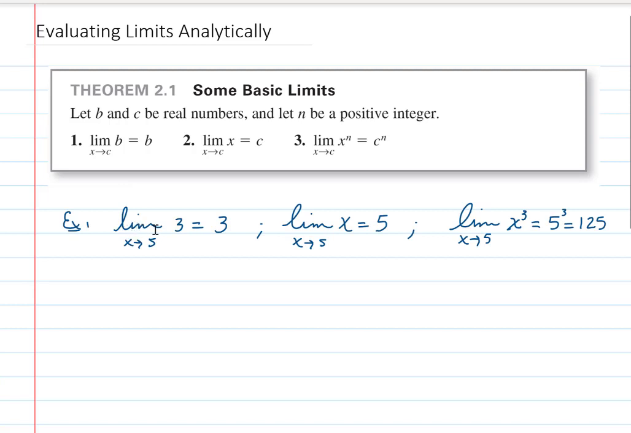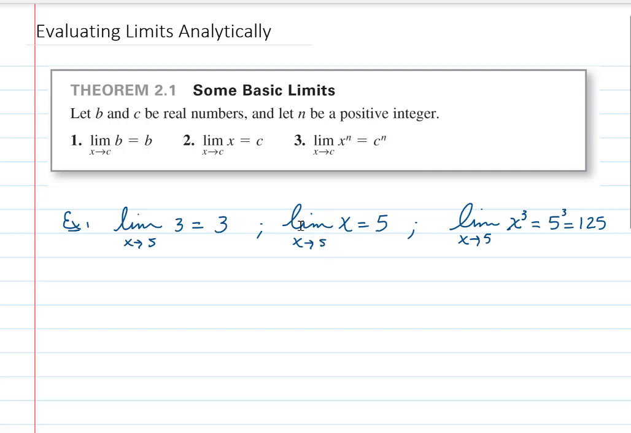Okay, so here are some examples quickly. The limit of the number 3 as x goes to 5 is equal to 3. Again, this is a constant, no matter what x is going to. This could be any other number. If this is a constant, the limit is always going to be that constant, 3.